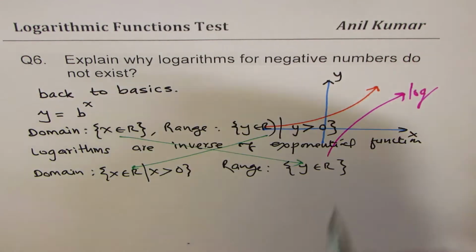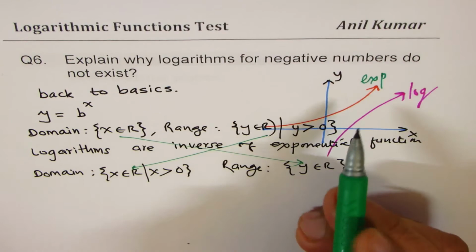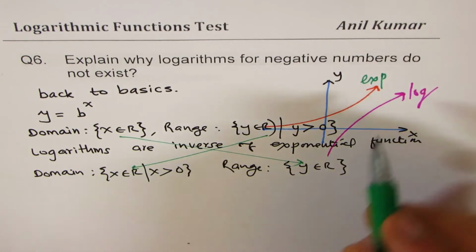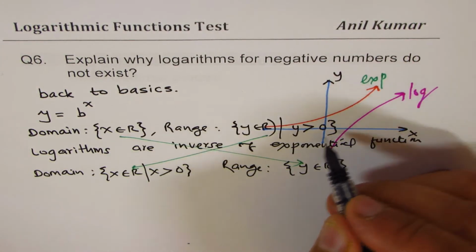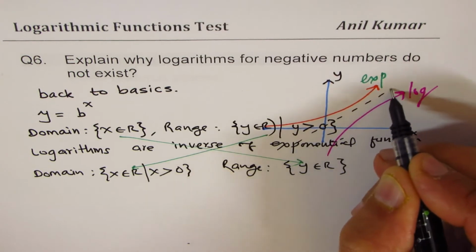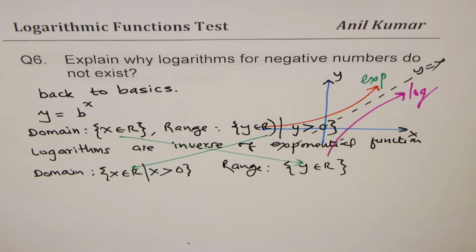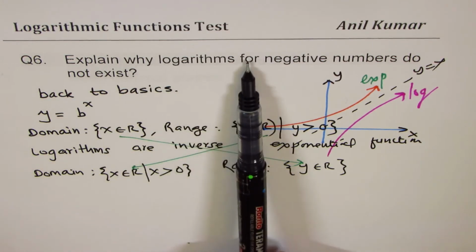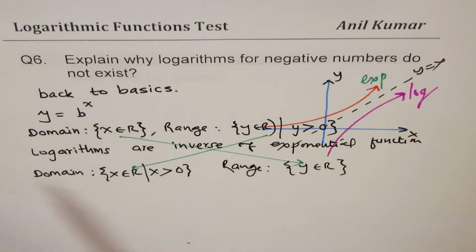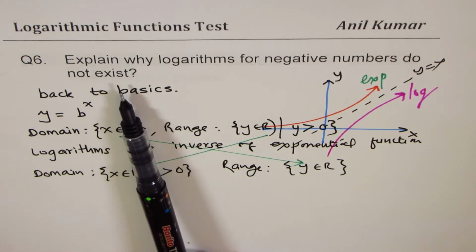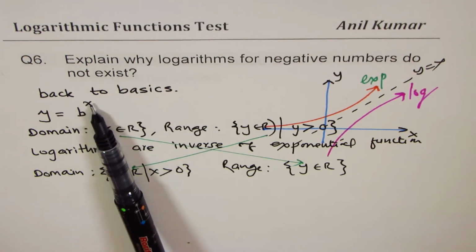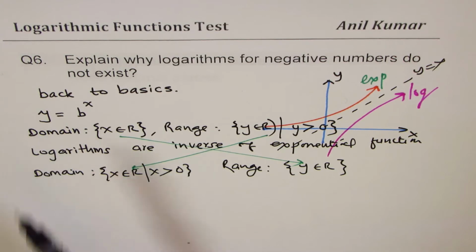So exponential functions and logarithmic functions are related as inverses, correct? So y equals x, reflection gives you the log function. Now explain why logarithms for negative numbers do not exist. Simply because there is no exponent which will give you a negative result, right?